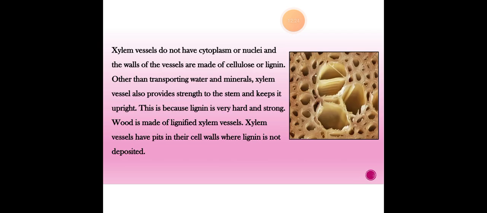Now, xylem vessels do not have cytoplasm or nuclei, and the walls of the vessels are made up of lignin. Other than transporting water and minerals, xylem vessels also provide strength to the stem and keep it upright. It is because lignin is very hard and strong. Wood is made up of lignified xylem vessels. Xylem vessels have pits in their cell walls where lignin is not deposited.